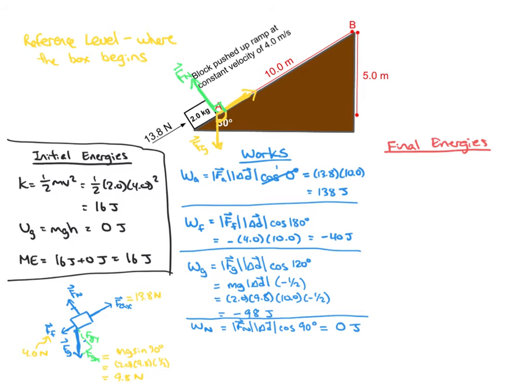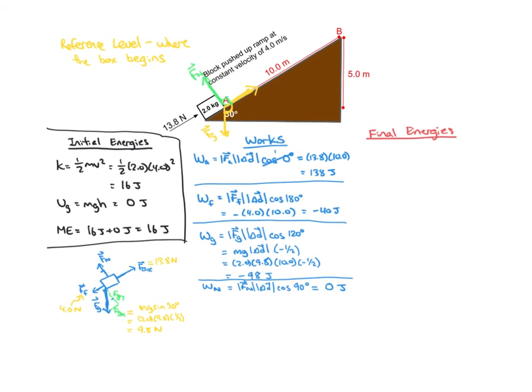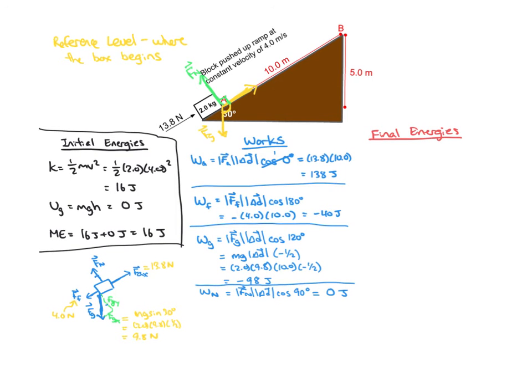So now I've calculated all the individual works. I can actually find the net work, the total work. So when I add these up, 138, negative 40, negative 98, and 0, that actually turns out to be a nice solid 0 joules. So the net work done on the object is actually 0 joules.